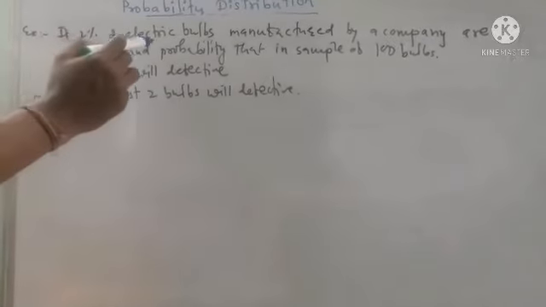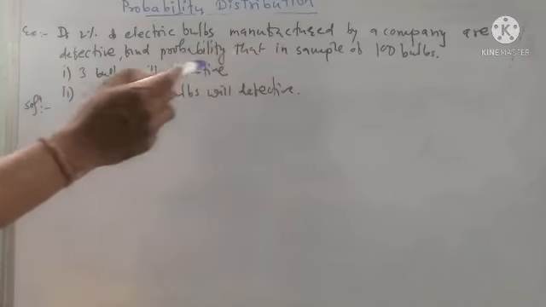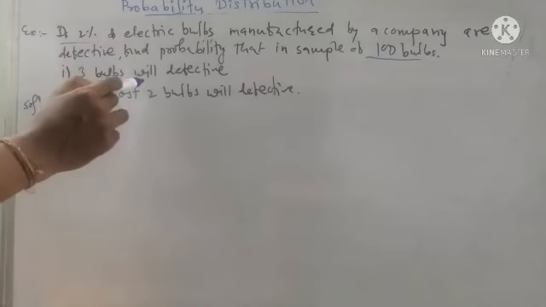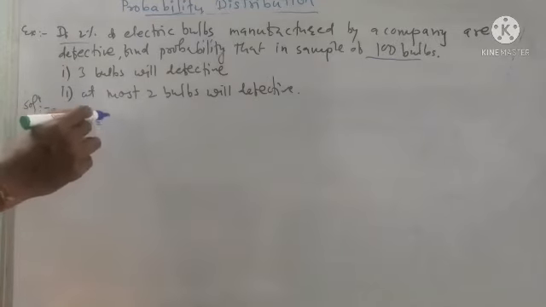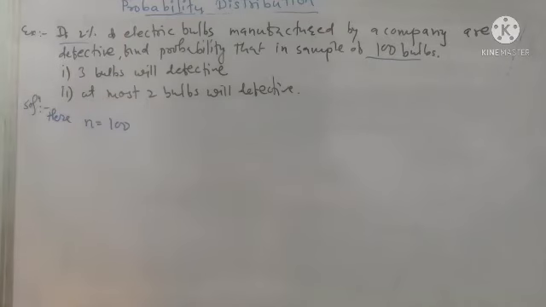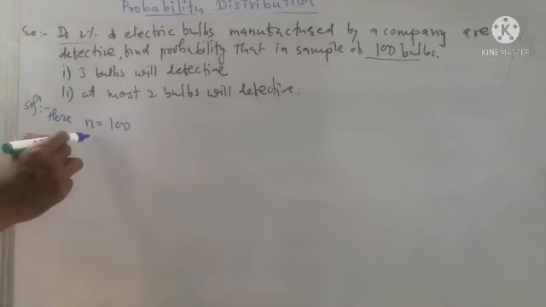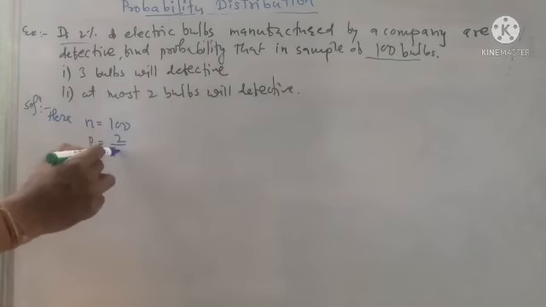If 2% of electric bulbs manufactured by a company are defective, find the probability that in a sample of 100 bulbs, 3 bulbs will be defective, and at most 2 bulbs will be defective. Here, as we understand, the number of trials is 100, as we take a sample of 100 bulbs. Getting a defective bulb is our event, and the probability of getting a defective bulb is the probability of success, which is given as 2%, that is 2 by 100.